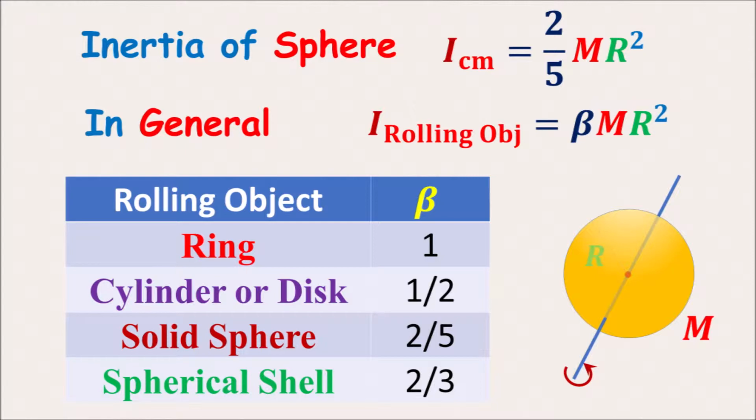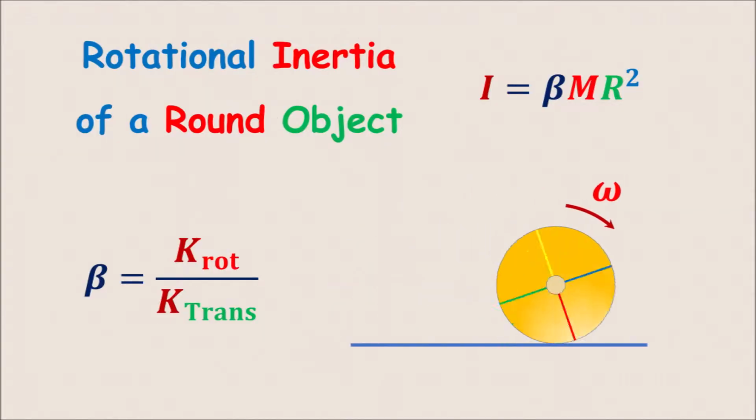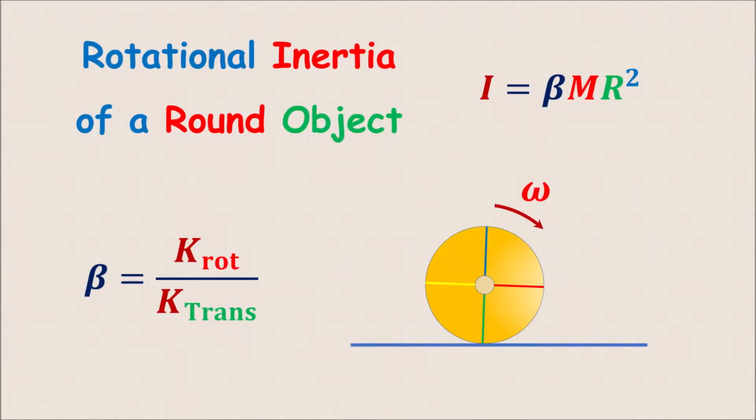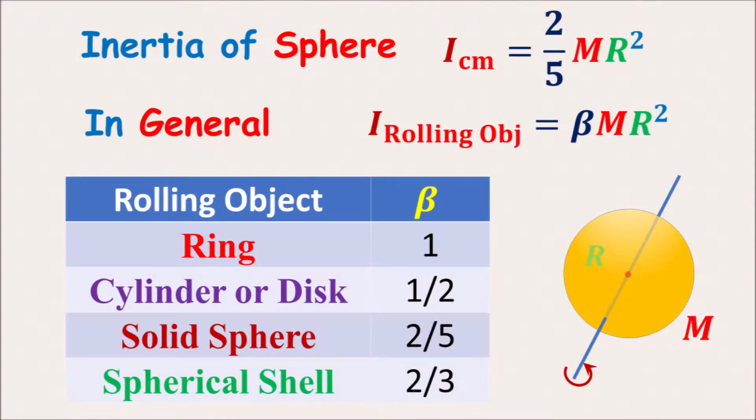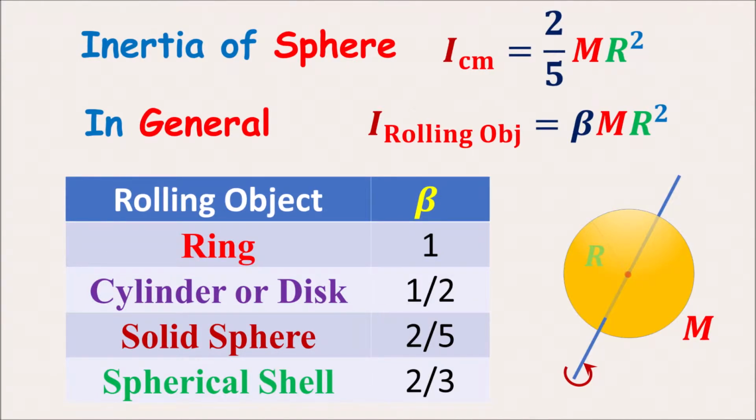Beta is different for different objects, and as you will see in the next videos, it plays a central role in the acceleration of a round object rolling down an incline. It is in fact the fraction of the rotational kinetic energy to translational kinetic energy of a rolling object. The value of beta is 1 for a ring, for a uniform solid cylinder or disk is 1/2, for a uniform solid sphere is 2/5, and for a spherical shell it is 2/3.